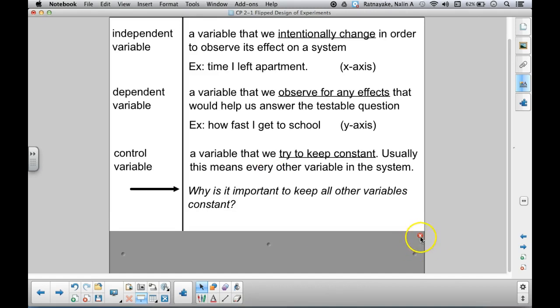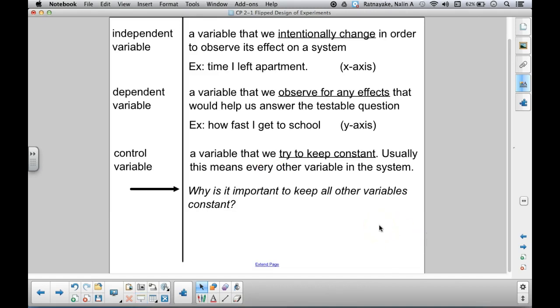My question too is, why is it important to keep all other variables constant? So what I'd like you to do is pause the video and answer this question in your notes as a stop to think.